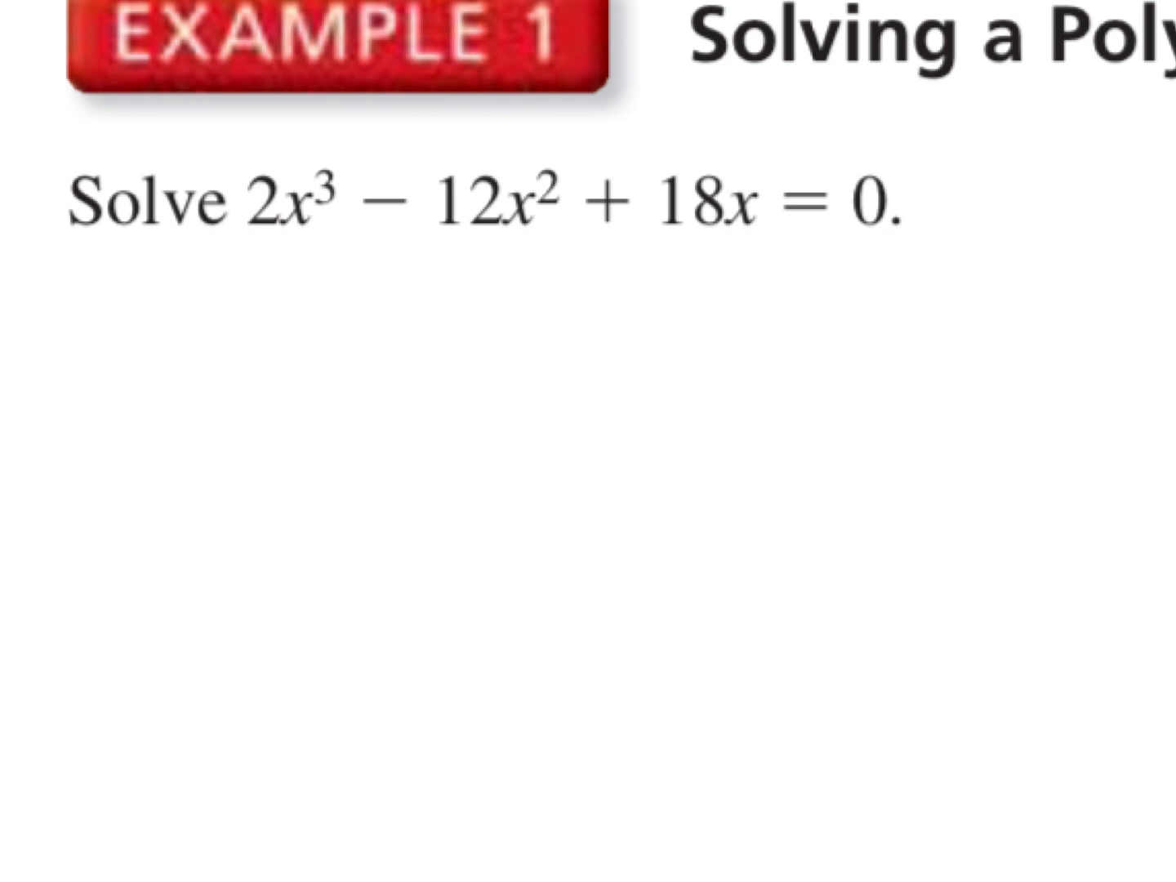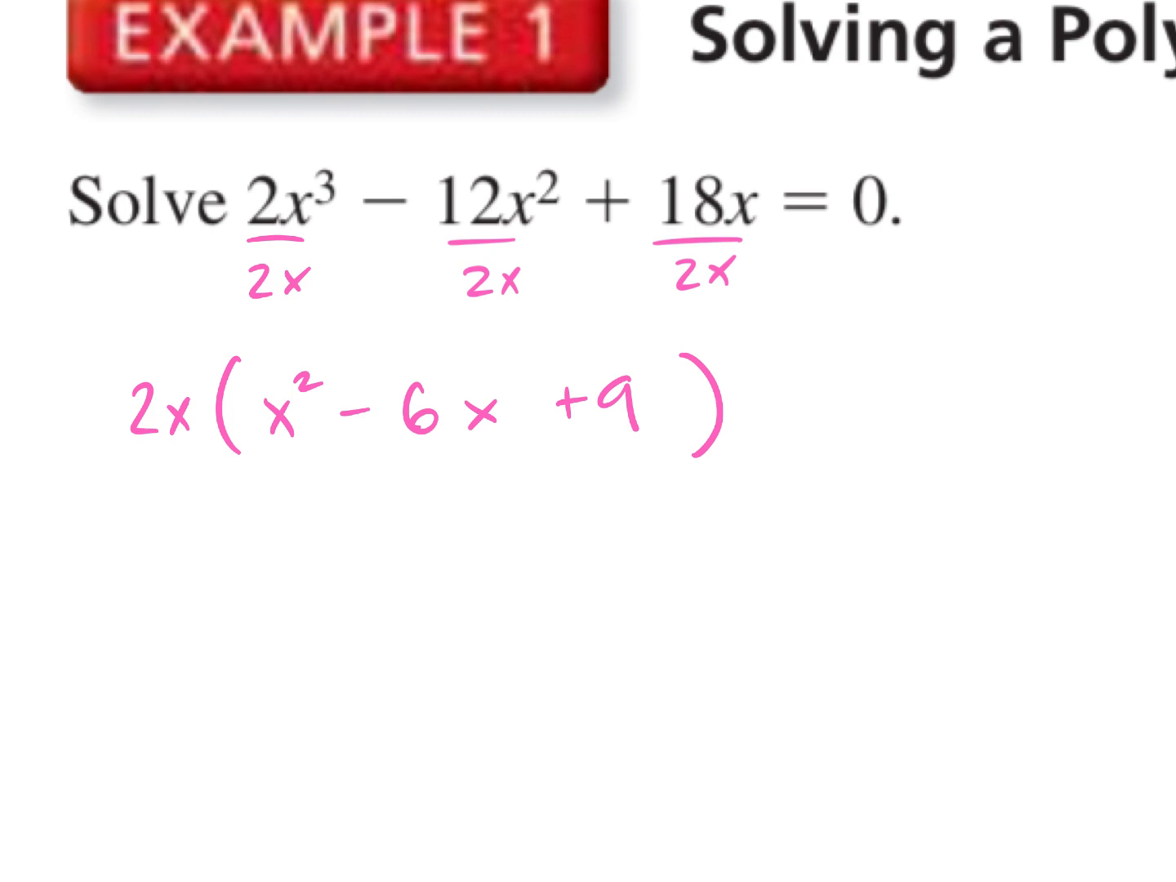So how would I factor this first? Take out the GCF. What's my GCF? Perfect, 2x. All right, so I'm going to take out the 2x. When I take out the 2x, I'm left with x squared minus 6x plus 9. I divided everything by the 2 and the x. That's still equal to 0.